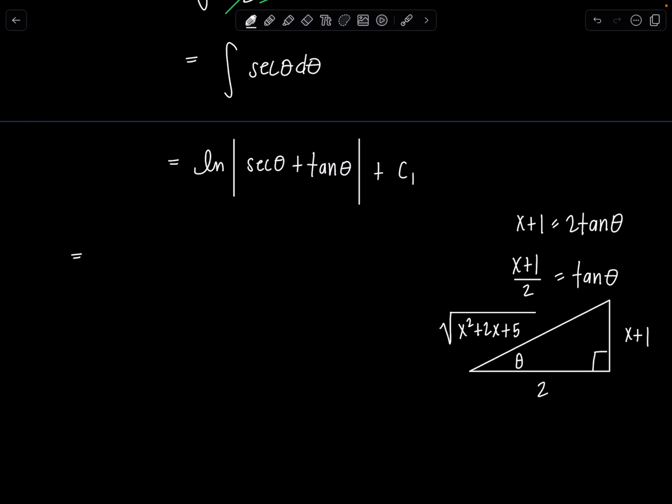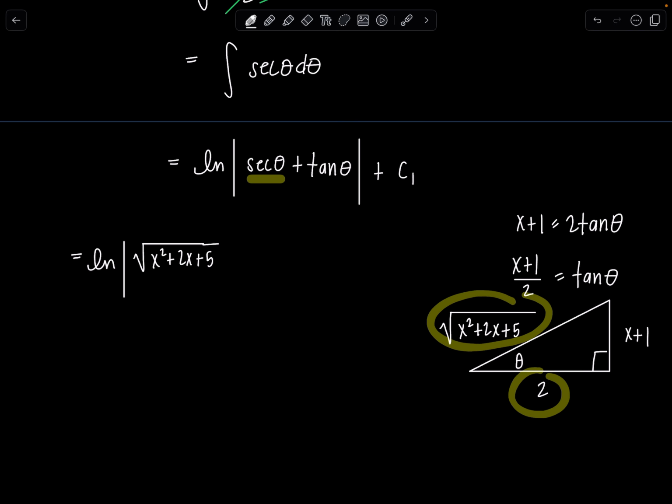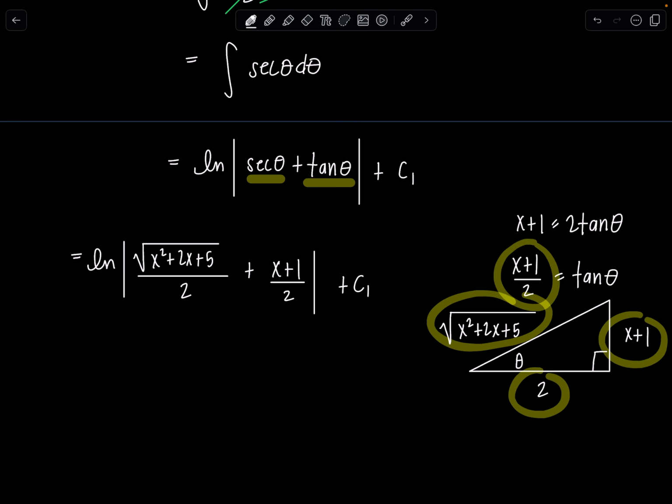Okay, now let's go ahead, use the triangle so we can rewrite everything in terms of x. So secant theta, that's going to be the ratio of hypotenuse over adjacent side. So that's square root x squared plus 2x plus 5 over adjacent side, which is 2, plus tan theta. Tangent theta is opposite over adjacent. We actually already had it right here. Here's tan theta, x plus 1 over 2. All right, plus C1.